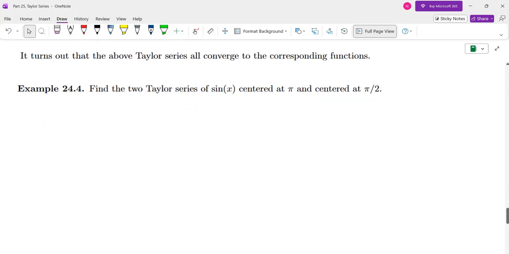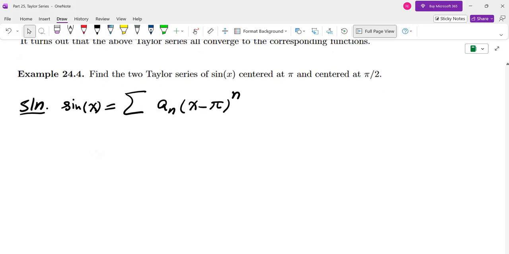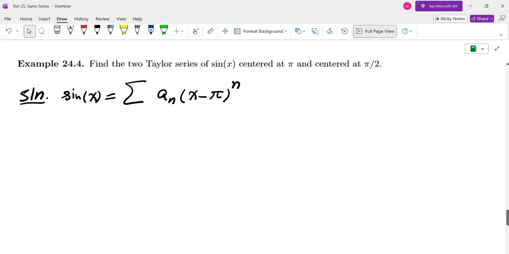Find the two Taylor series of sine of x centered at pi and centered at pi over 2. So this one is a little bit different. We want to write down sine of x as the sum of an x minus pi to the power of n. So this is what we want to do. There are a couple of different ways of doing this one, but one way would be to use a shortcut, using the previous things that we just learned.